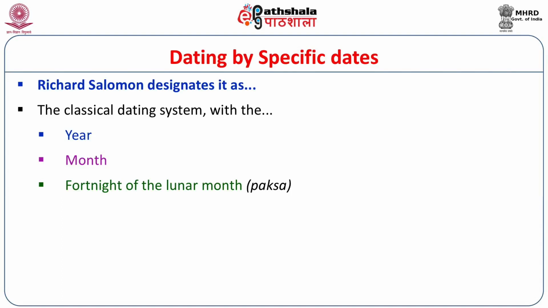Mostly these inscriptions are donated or drafted in the lunar fortnight of the month, or the lunar paksha of the month. That's why the specific lunar fortnight is also mentioned, and then the lunar day or the tithi. This is the standard normalized set of information that you find in the inscriptions of early historic India when specific dates are recorded.